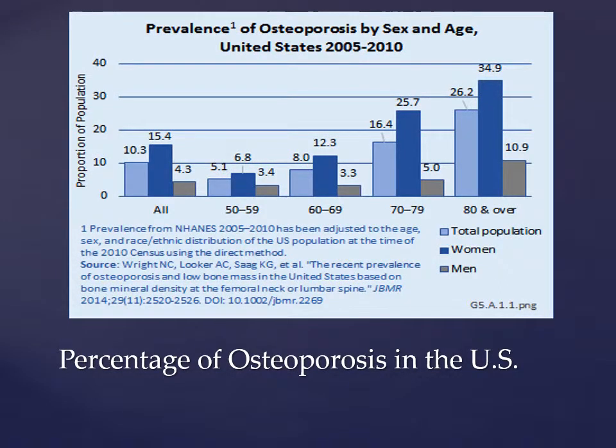This figure represents the percentage of women and men who have osteoporosis in the United States. As you can see from the image, there's a drastic rise in the prevalence of osteoporosis between the ages of 50 and 89 in women. The figure rises from 6.8% in the 50 to 59 age bracket to 34.9% in the 80 and over.